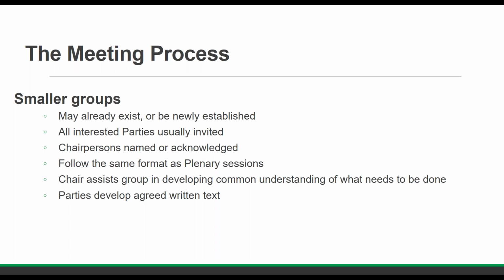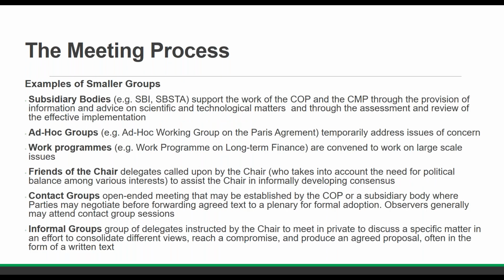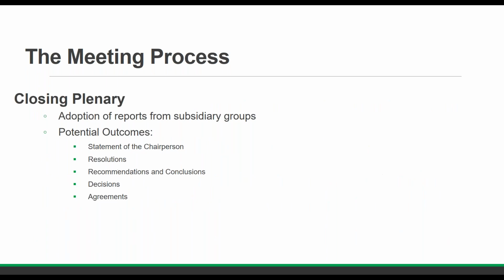As I said here, they may be established or newly established. Interested parties are usually invited, but all parties are always open. And in those smaller groups like the SBI or the SBSTA, you'll be asked, for example, to go into an informal or a spin-off group, and you'll use that space to develop draft text. Or parties will use that space to develop draft text. And these are some of the examples of these smaller groups that I mentioned. It really depends on what group it starts in and the subject matter that we're talking about.